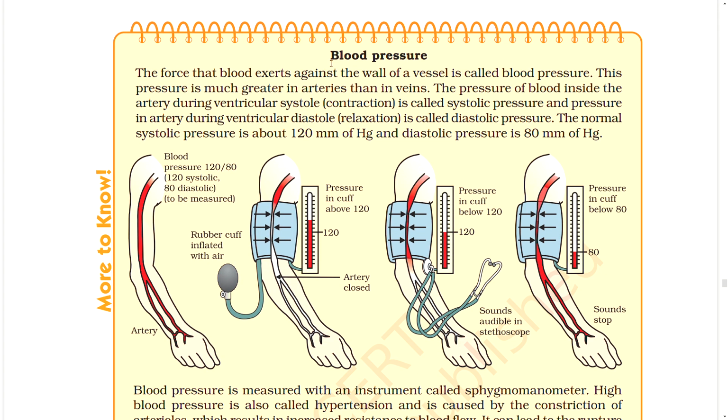More to know: blood pressure. The force that blood exerts against the wall of vessels is called blood pressure. This pressure is much greater in arteries than in veins. The pressure of blood inside the artery during ventricular systole (contraction) is called systolic pressure, and pressure in the artery during ventricular diastole (relaxation) is called diastolic pressure. The normal systolic pressure is about 120 millimeter of Hg, and diastolic pressure is 80 millimeter of Hg.